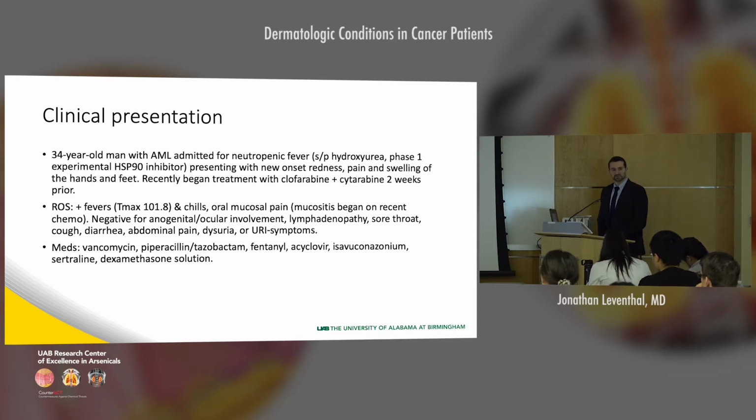His review of symptoms was positive for fevers of T102 max and chills. He also had oral mucositis, but otherwise he was feeling well, no other URI type of symptoms. So he was treated with broad-spectrum antibiotics, as most patients with neutropenic fever are, with vancomycin and Zosyn, and he was on prophylaxis with Acyclovir and Cresemba and dexamethasone solution for his mucositis.